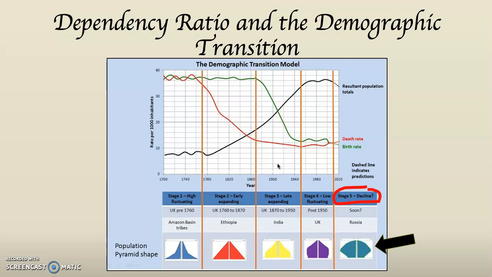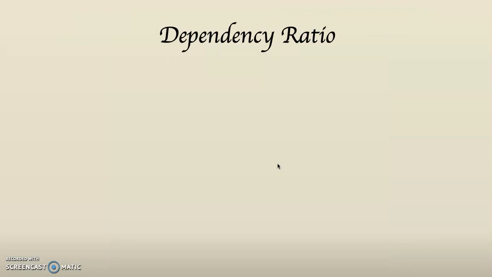And you can see stage 5, look at what's happening with Russia. It almost looks like a fan. Almost no children being born, and a lot of people who are getting older. And of course, this would result in a declining population.